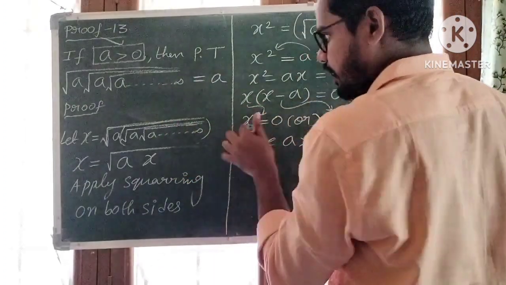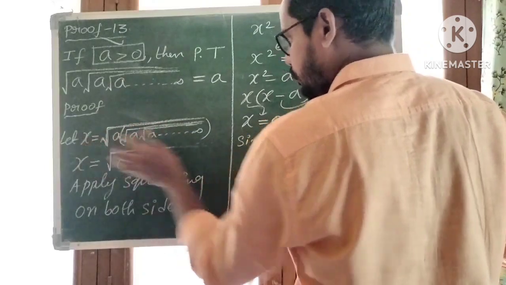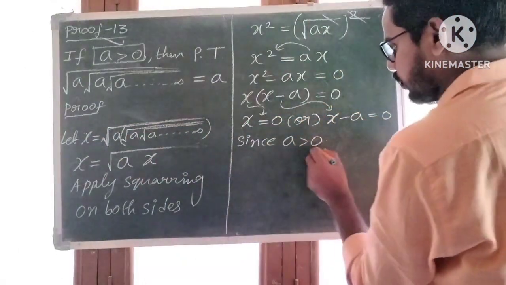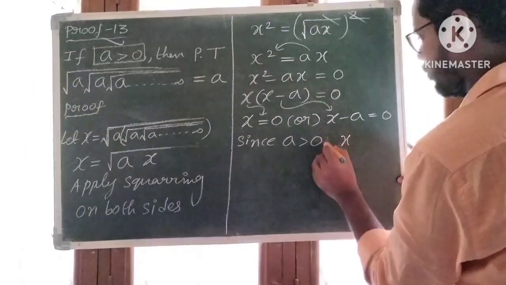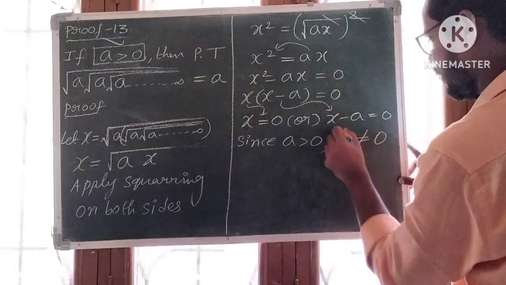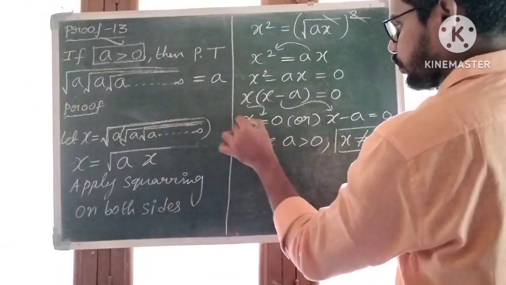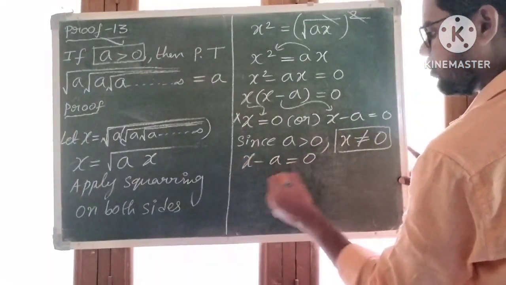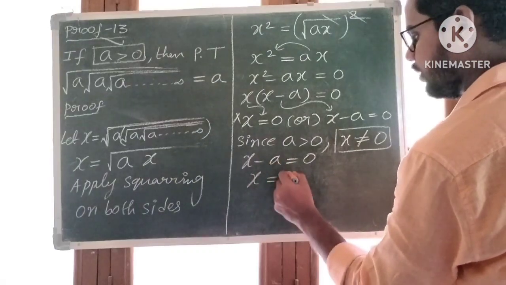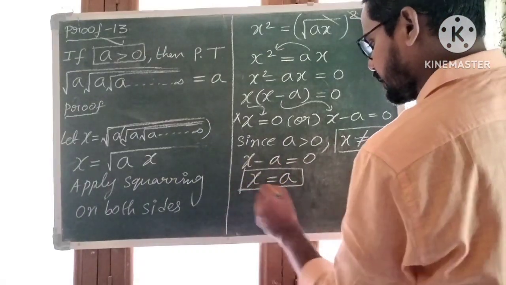Okay? Here x cannot be, this value cannot be equal to 0. It means, since a is greater than 0, x cannot be equal to 0. So this solution is not possible. The only possible solution is x minus a is equal to 0. Transpose minus a, you will get plus a. Therefore x is equal to a.